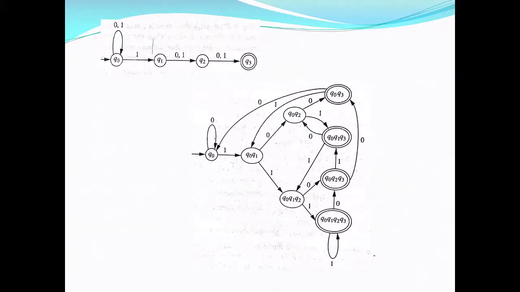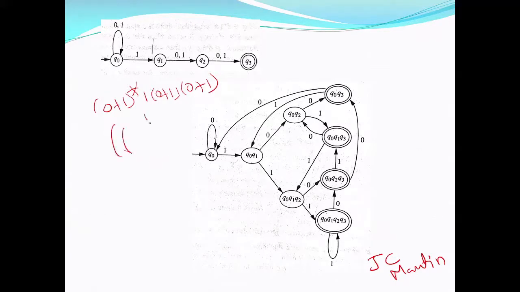Now another example from the Hopcroft, Motwani and Ullman textbook. If you want, you can study this textbook. So this NFA is for (0 or 1) whole star, 1, (0 or 1), (0 or 1): strings in which the third symbol from the right-hand side is 1. And the corresponding DFA, if you convert this NFA into DFA, what you get is this. This is the NFA and this is your equivalent DFA.